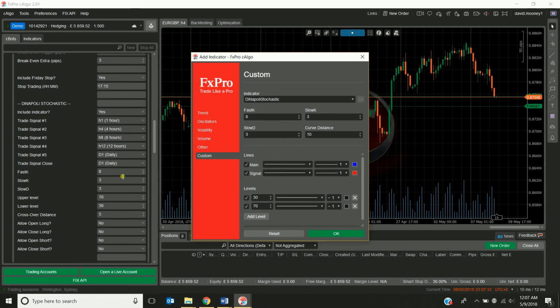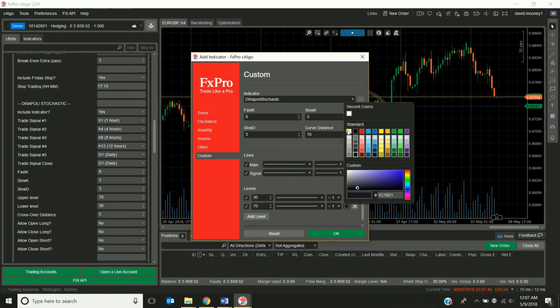So the fast K on 8, the slow K on 3, the slow D on 3 there as well. Upper and lower levels are also set. It's probably worth changing the colour of these so they stand out on the indicator itself, so I'm just going to set those to white in this example.